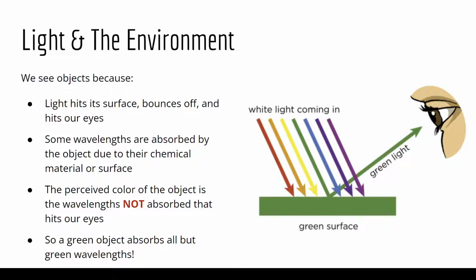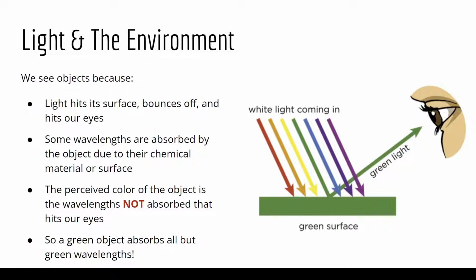So again, as a repeat, we see the environment and the world around us as light that hits a surface, bounces off, and then reaches our eyes. The color of a surface or an object is based on the wavelengths that are absorbed by the object due to the chemical makeup of the surface. So some light is able to bounce off, but some light is actually absorbed by the material. The perceived color of the object is the wavelengths that are not absorbed and hit our eyes.